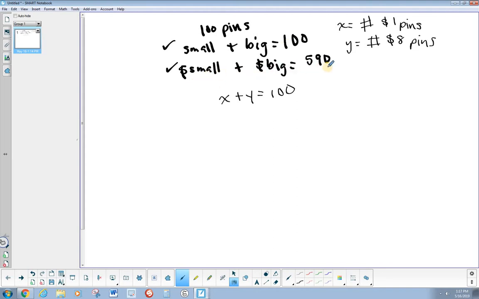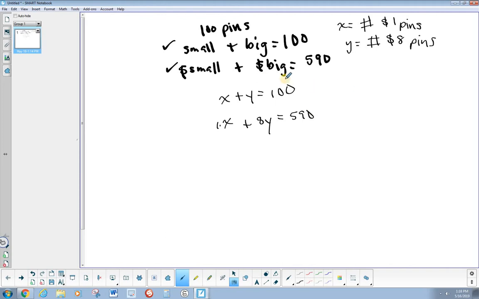This next one right here, the money for small. Well, there's x, right? We don't know how many. And it's $1 every pin. So that's 1 times x, right? Plus, the big pins are $8, correct? It won't be 8, it'll be a different number, but it's going to be set up the same way. So it's 8 times y pins, or 8y. This is the money. All the money is $590 total.